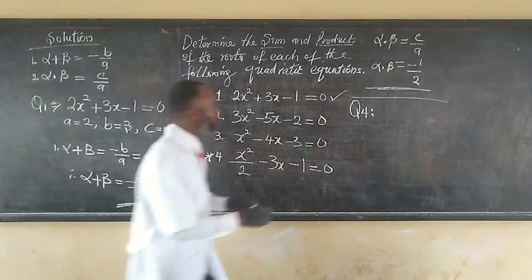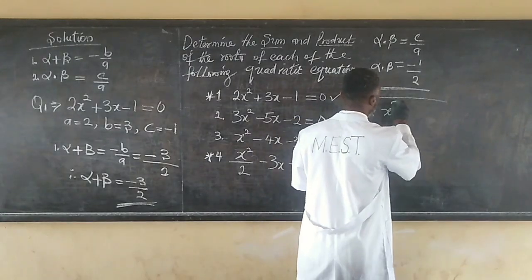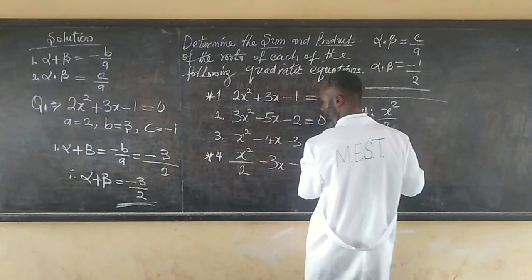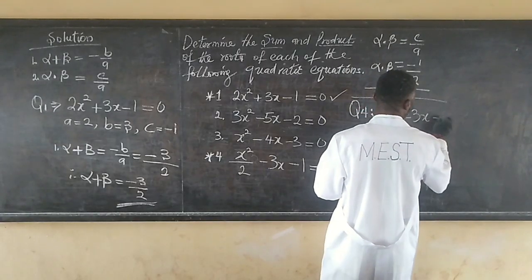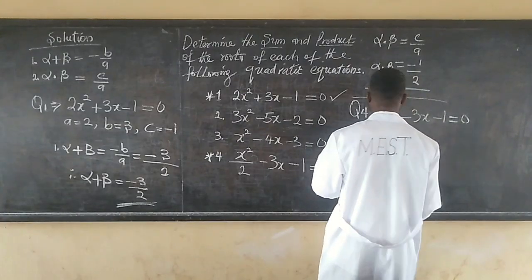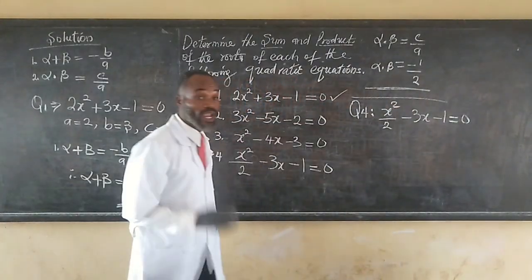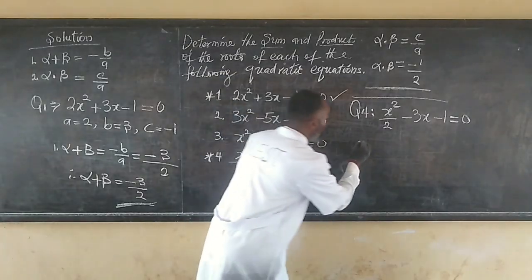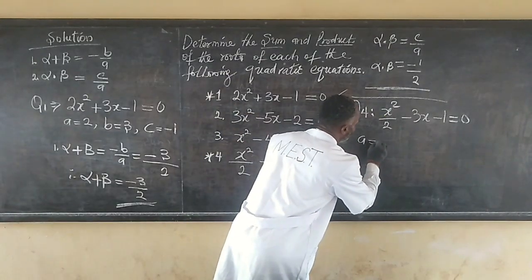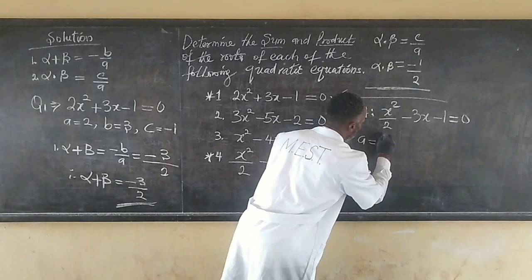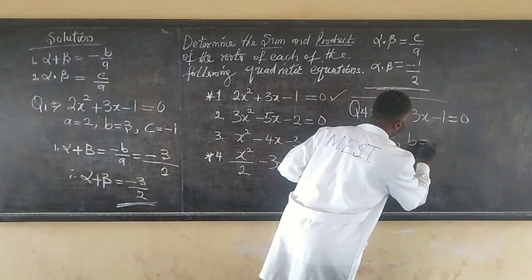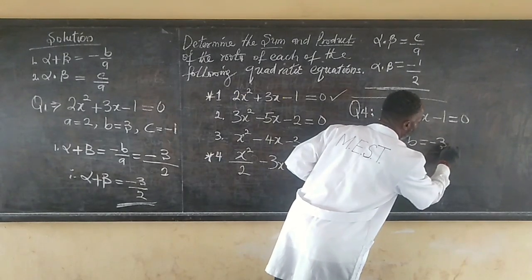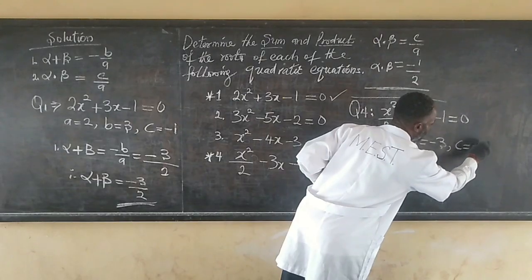So question number 4 is x squared over 2 minus 3x minus 1 all equal to 0. So what do we do? Quickly, I don't want to waste any time. My a coefficient here is half. My b coefficient here is minus 3. And then my c coefficient here is minus 1.